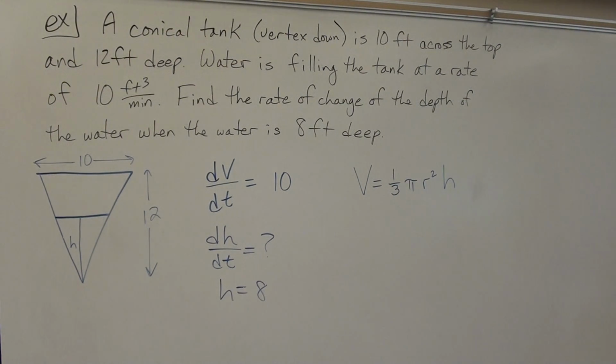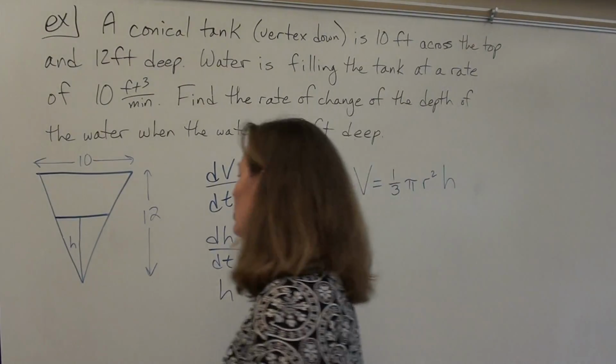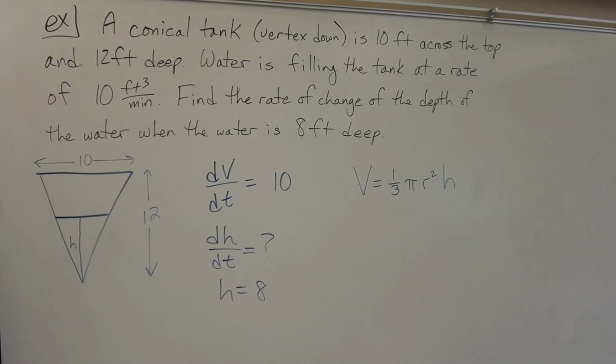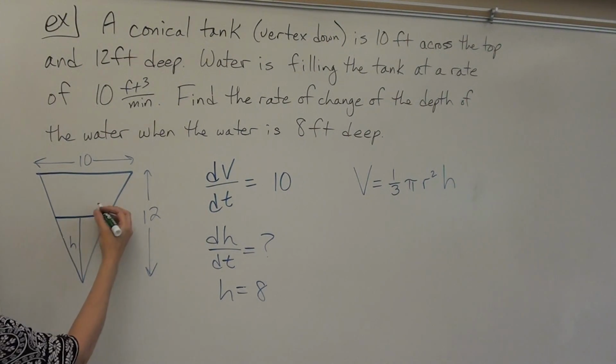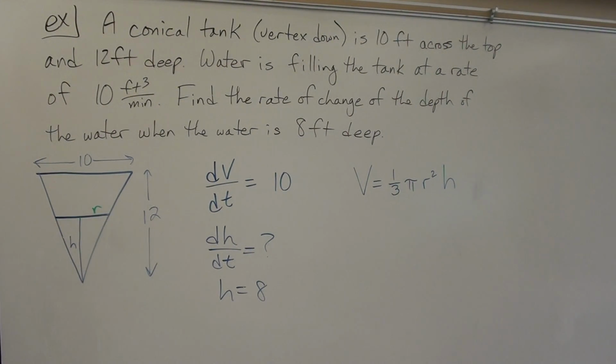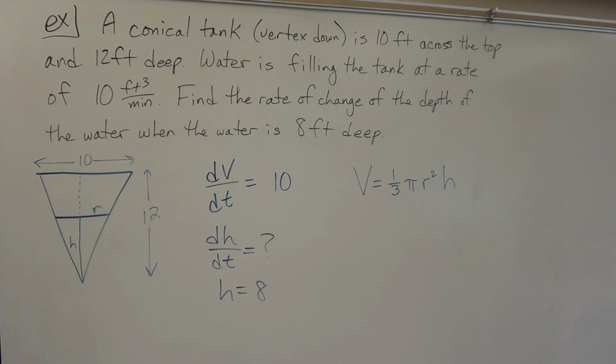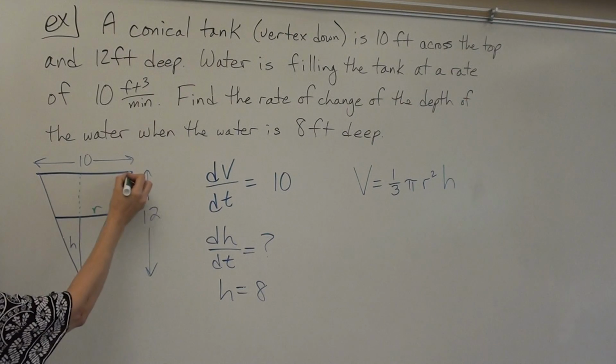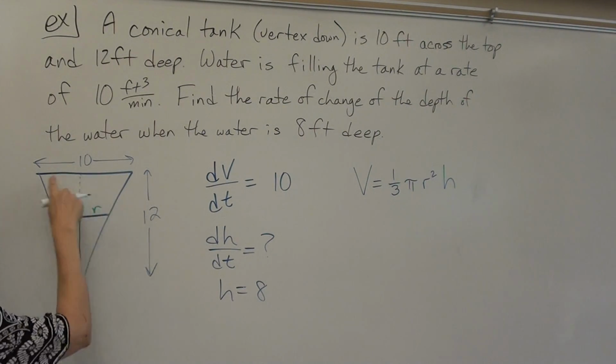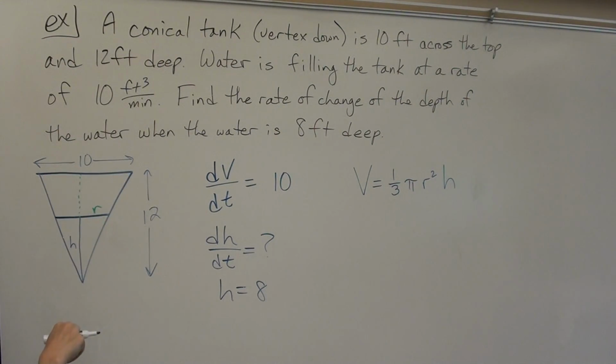Alright, so this takes a little geometry. And remember, I'm going to tell you, this is the hardest problem we're going to do today, okay? So it takes a little geometry. I'm going to call this dimension r, because that's the radius of the water, right? Okay. I'm going to extend this line up to the top of the tank. Now, this line, the top of the tank and the top of the water, those lines are parallel.